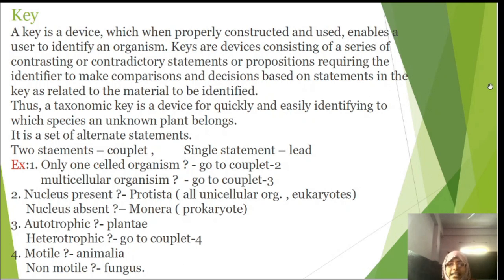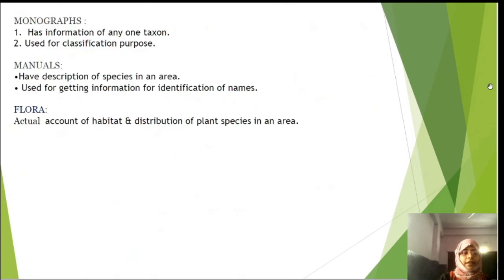Okay? So a key is nothing but a general statement with contradictory and complementary characters placed together so that you can identify the organism in a simpler manner. Okay, this is the most important taxonomical aid.